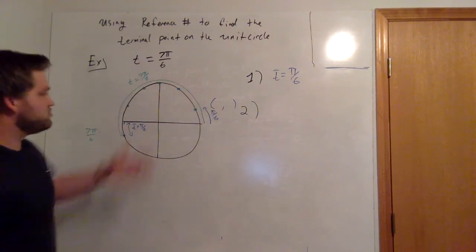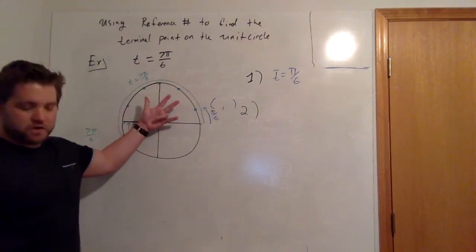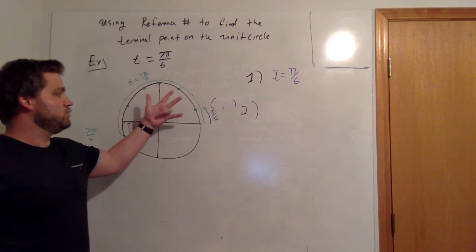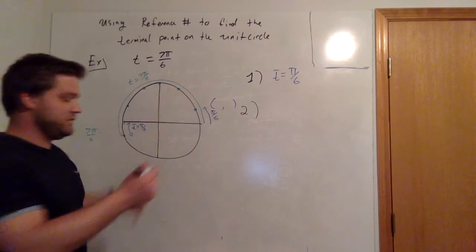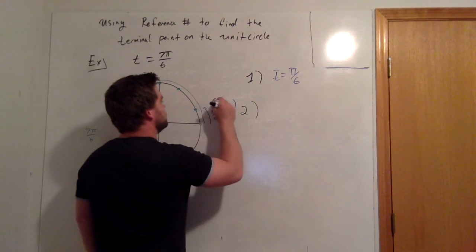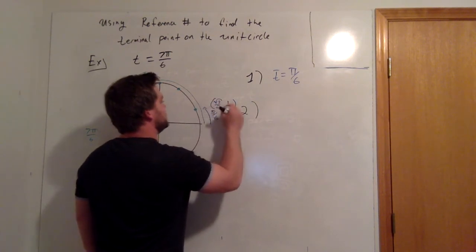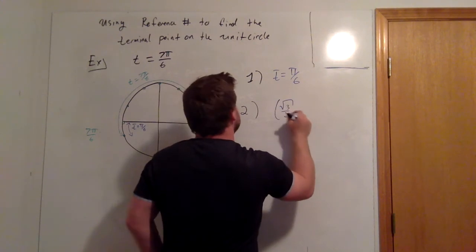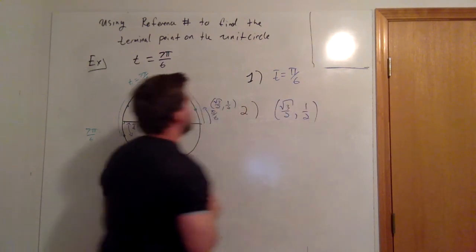So if we use our hand trick, we put down our pi over 6 finger, the x coordinate will be root 3 over 2, and the y coordinate will be root 1 over 2, or 1/2. So this will be root 3 over 2 and 1/2. So this is part 2, root 3 over 2 and 1/2.